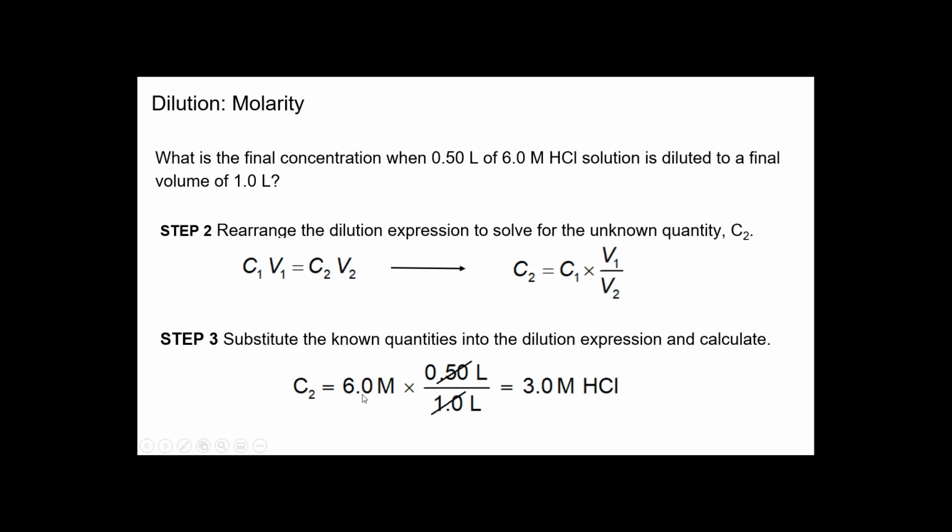Now plug everything in. We have our C1 as 6.0 molar, V1 as 0.50 liter, our initial volume, and then our final volume, and that gives us 3.0 molar HCl. That makes sense because we started with 6, and we increased the volume. As you can see, 0.50 is half of 1.0, and that leaves us with 3.0 molar HCl. So we diluted, increased the volume, and now we have a not as strong molarity.